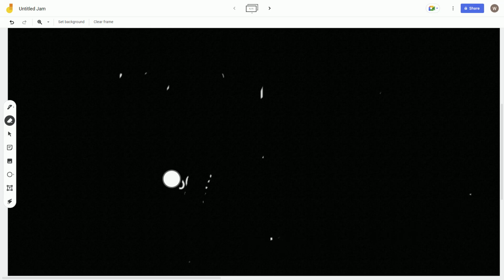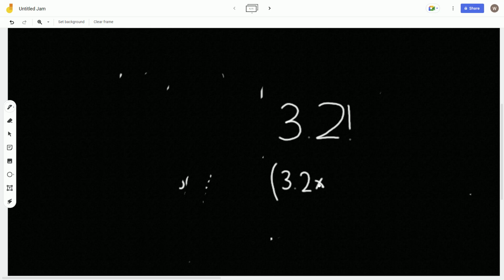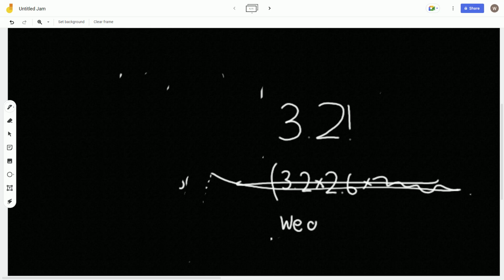First of all, factorials cannot be decimals, like for example 3.2 factorial, because it just makes no sense. 3.2 times 2.6 times blah blah blah. It just makes no sense. We do not know what the intervals are.